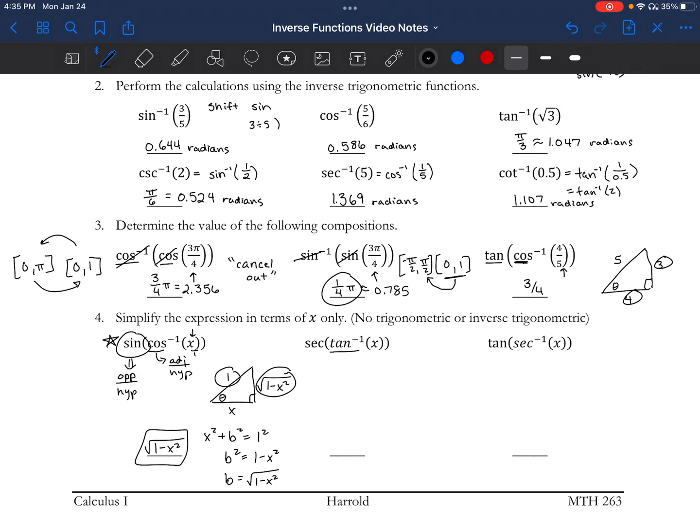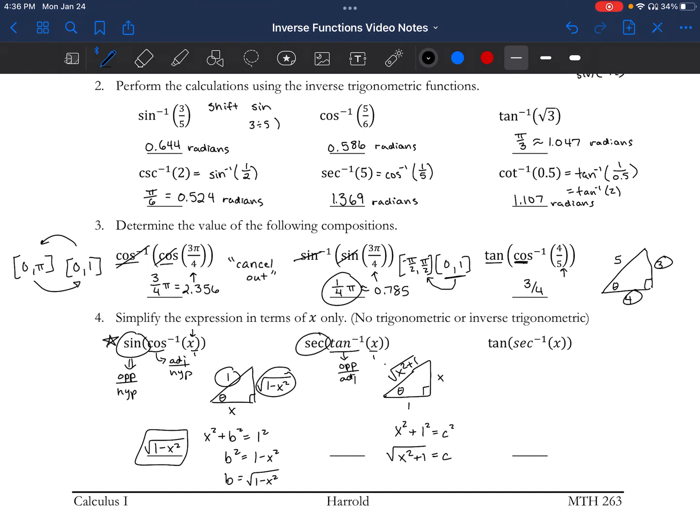Now, if I'm looking at tangent inverse, remember, tangent is opposite over adjacent. I'm going to use x over 1. So x is my opposite side, and adjacent is 1. In this situation, my Pythagorean theorem is a little different because I'm looking for the hypotenuse. So we've got x squared plus 1 squared equals c squared. I will square root that to find c, and 1 squared is 1, so x squared plus 1 under the square root. So the hypotenuse is the square root of x squared plus 1.